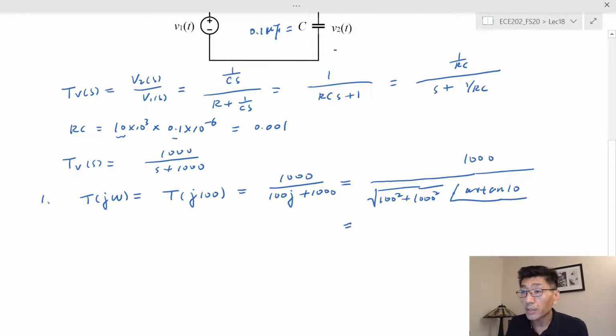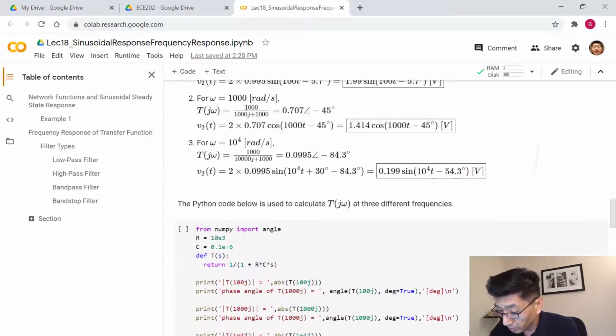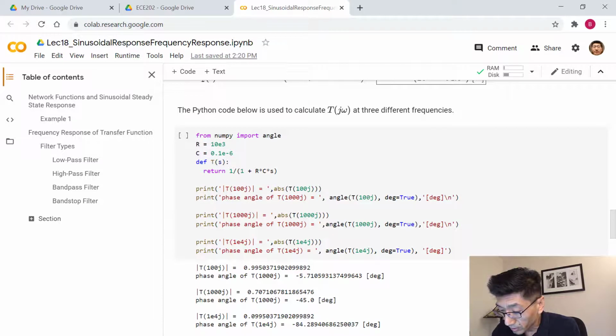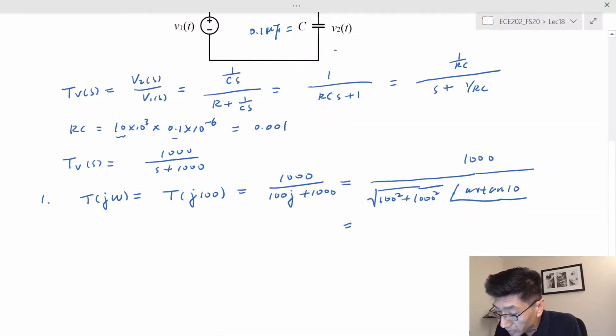I'm not going to calculate by hand; I calculated it with Python code. The magnitude in this case is 0.995. The angle, arctangent 10, is 5.7 degrees, and since it is in the denominator we invert, so we get negative 5.7 degrees.